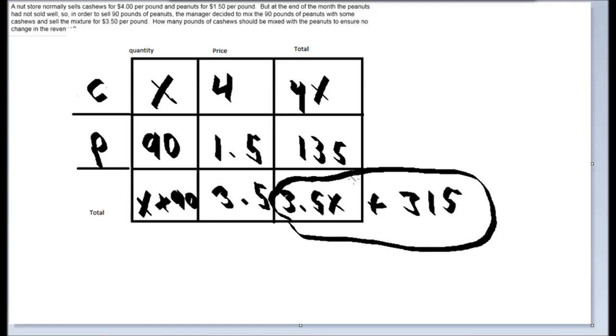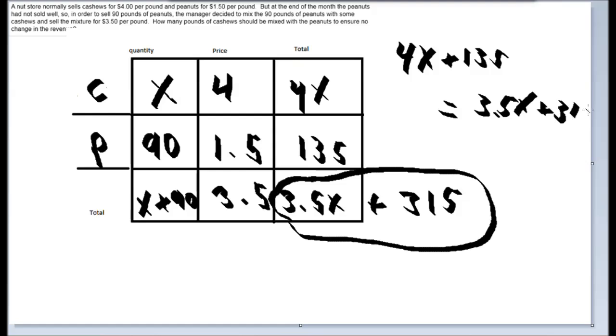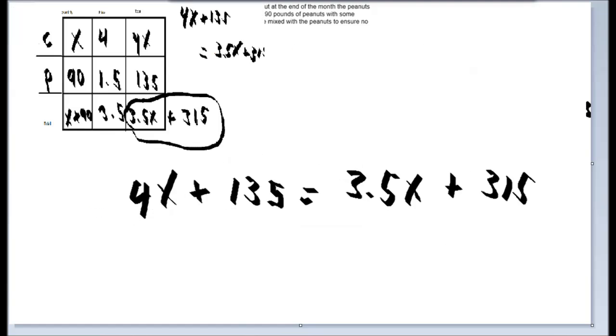Okay, so this time we only have one equation. It's right there. Let me write it up here. We have 4x plus 135 is equal to 3.5x plus 315. Okay, so let's go ahead and solve that equation. I just wrote it a little bit nicer here. Let's go ahead and subtract 3.5x from both sides. So that'll actually give me 0.5x is equal to, and if we take 135 and subtract it from 315, well, it comes out to be 180.